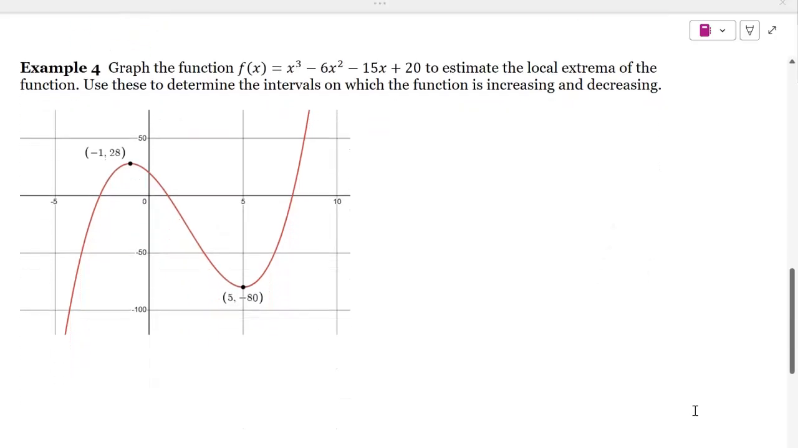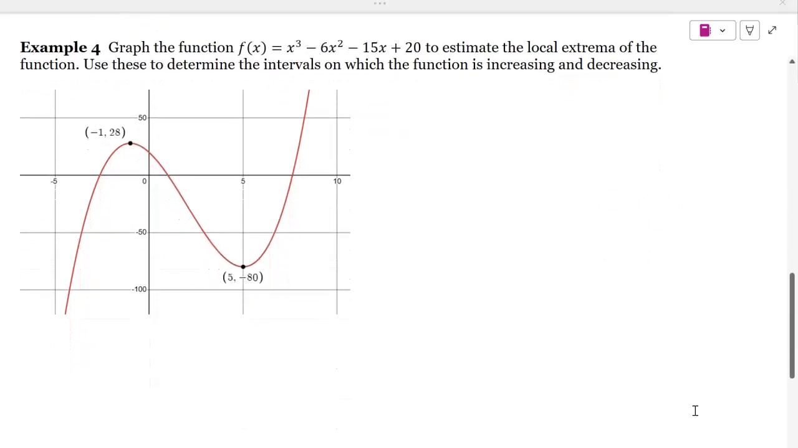For example 4, we have a graph of a function, and we want to use it to estimate the local extrema of the function. Again, the local extrema are where we have a local maximum and a local minimum. This function is growing endlessly on the right-hand side, and it's going down endlessly on the left-hand side. So it does not have an overall maximum or an overall minimum. So this has no what we call absolute maximum or minimum. That would be a maximum for the whole function, a minimum for the whole function.